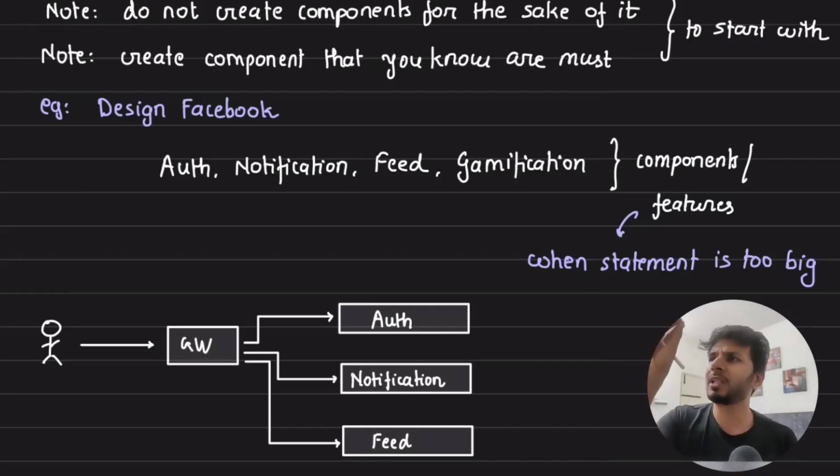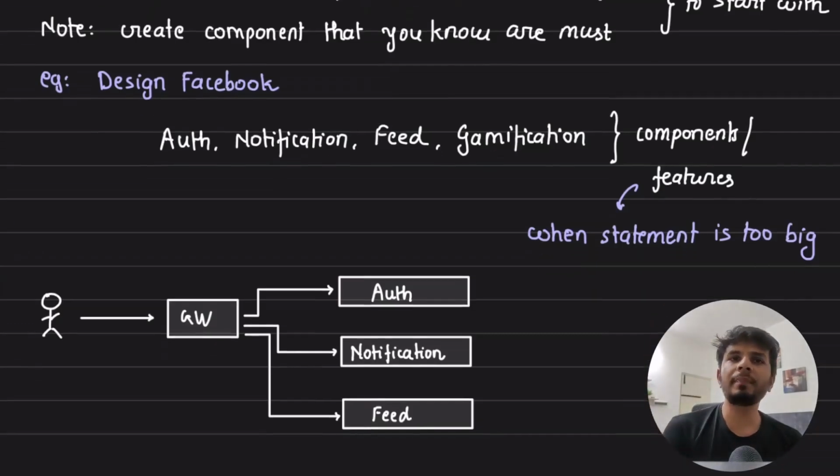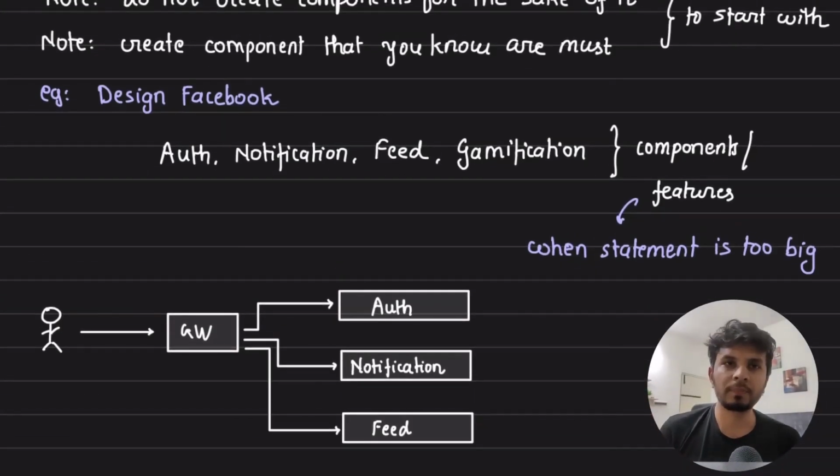For example, it could be components, it could be features. I'll give an example to make it much more clear. So let's say you're asked to design Facebook. You would say there would be one component that would take care of authentication. One component would take care of notification.